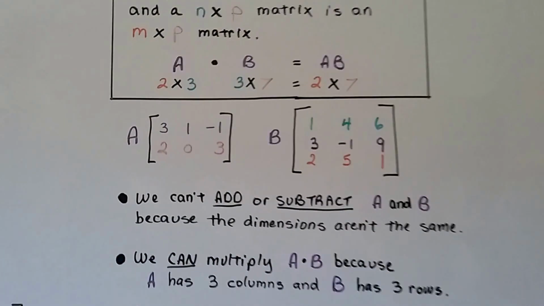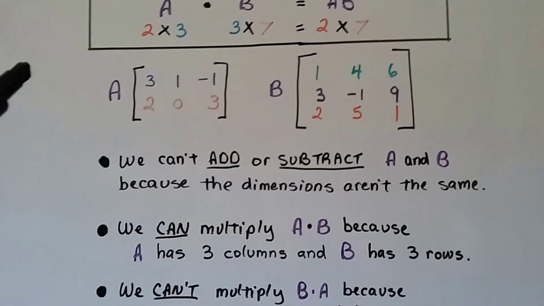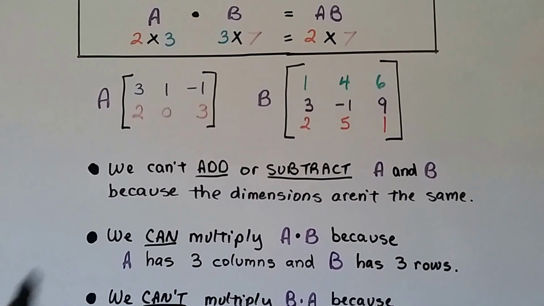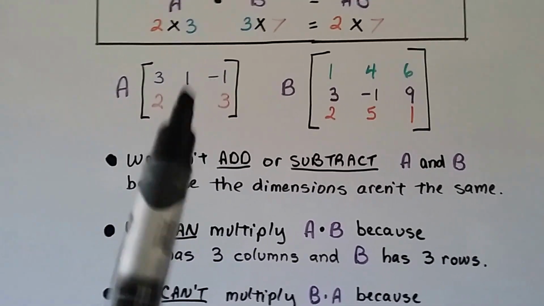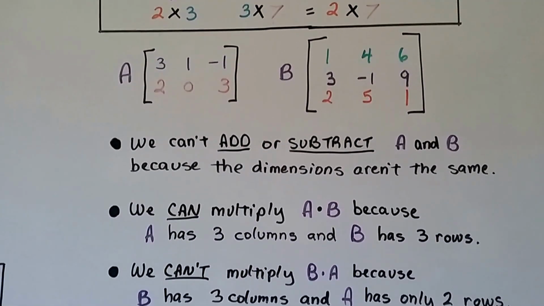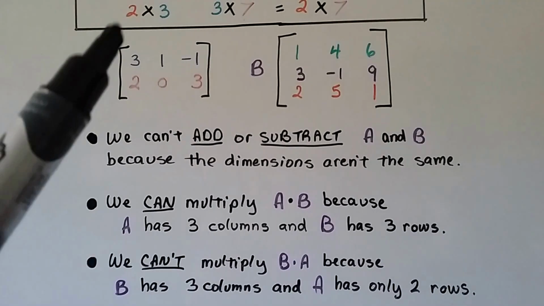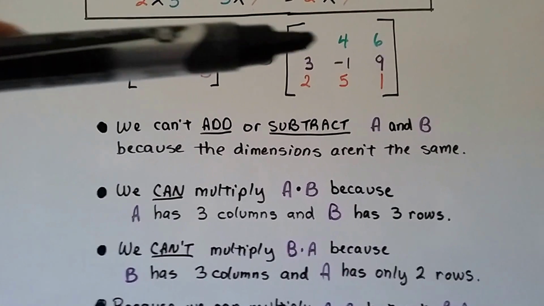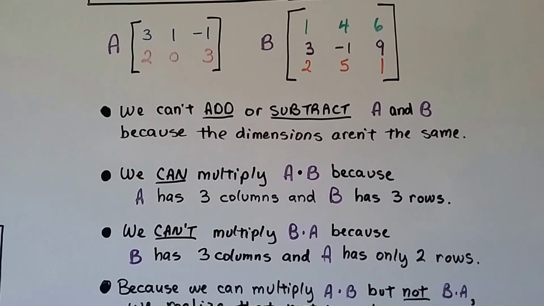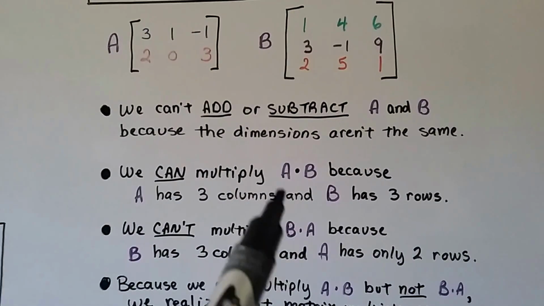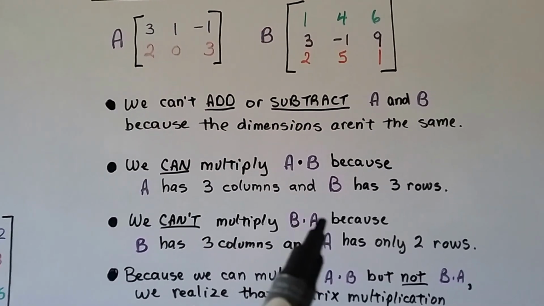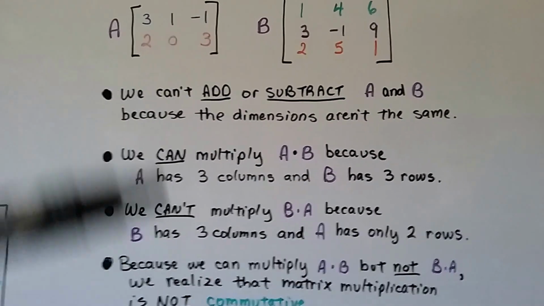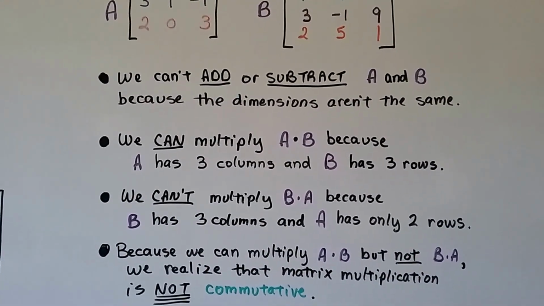Now take a look at these two matrices. We can't add or subtract A and B because the dimensions aren't the same. We learned that a few videos ago. In order to add or subtract them, they need to have the same dimensions, don't they? But we can multiply A times B because A has 3 columns and B has 3 rows. But we can't multiply it the other way around. See, we can do A times B, but we can't do B times A, because B has 3 columns and this only has 2 rows. It won't work, all right?